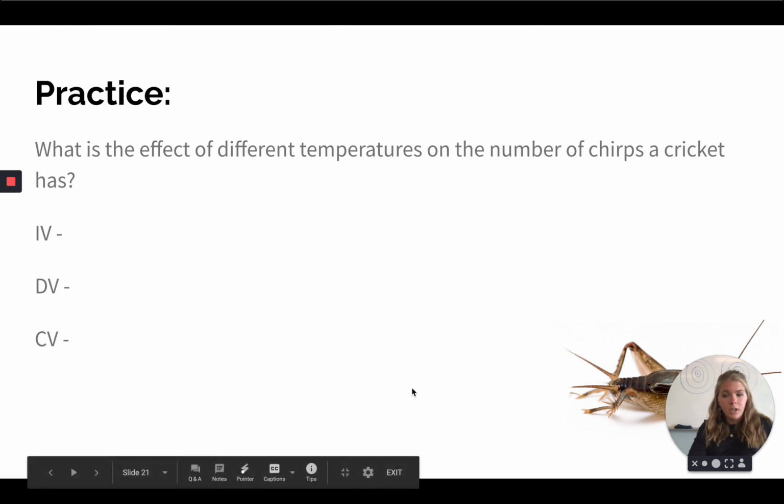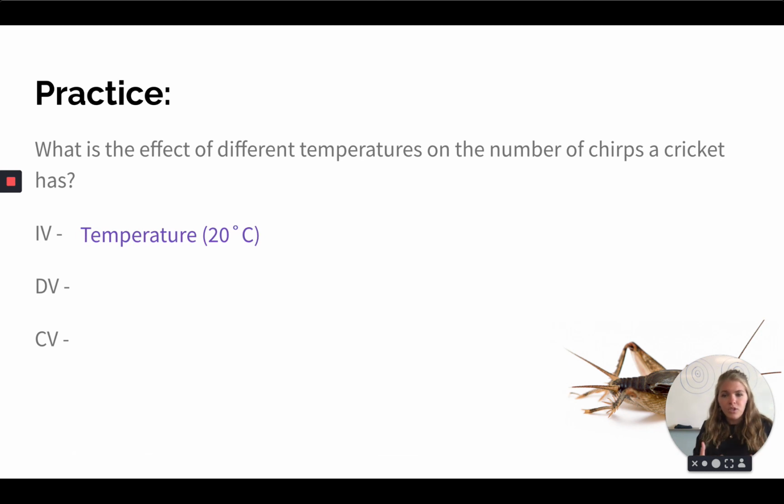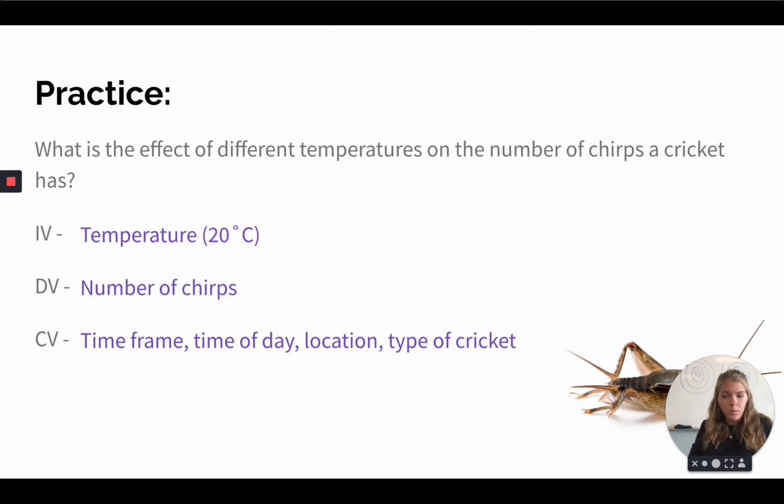So what is the effect of different temperatures on the number of chirps a cricket has? So the independent variable, what we're testing, is the temperature. What different temperatures affect the cricket? And we're measuring the number of chirps. And then the constant, what we're holding the same, is going to be the time frame, the time of day, the location, and the type of cricket. The control in this example would just be a normal day, like maybe a 50-degree day, depending on what you say is a normal temperature.